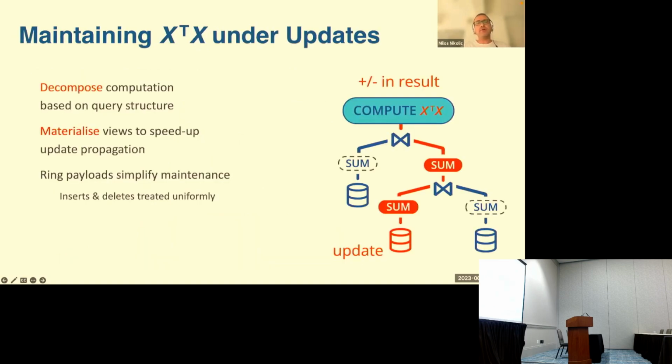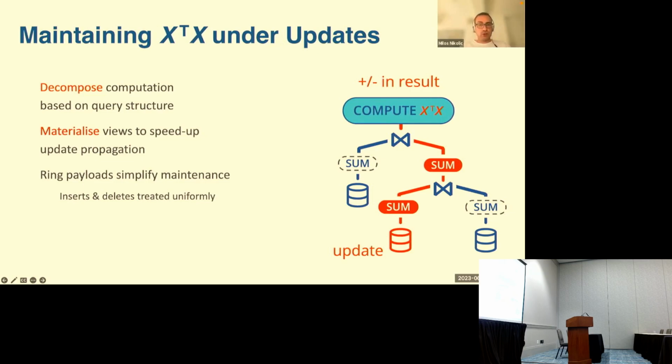Now, computing the covariance matrix over joins can still be expensive if we compute the join first and then aggregate the result into the covariance matrix. And to overcome this problem, we exploit the algebraic properties of the covariance ring, namely the distributivity of multiplication over additions.